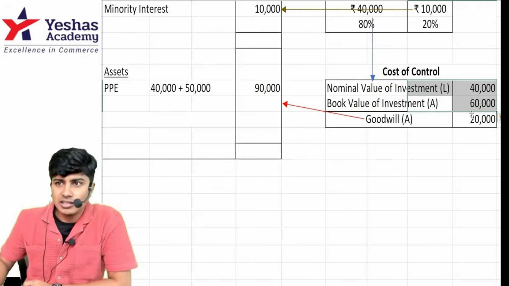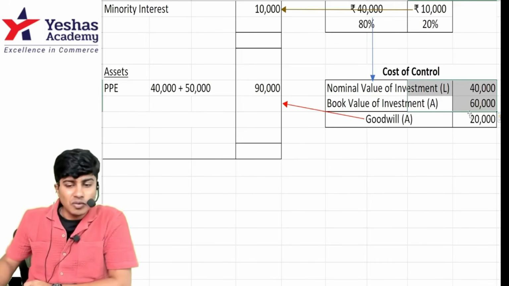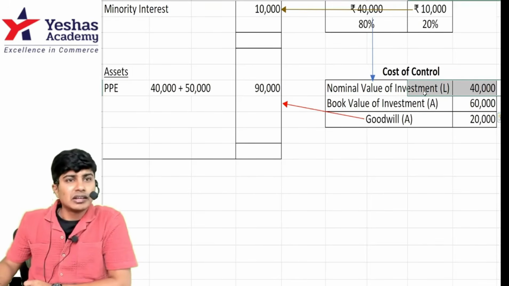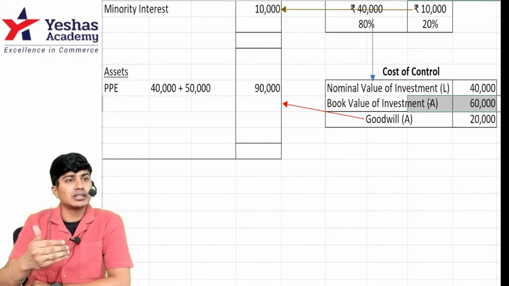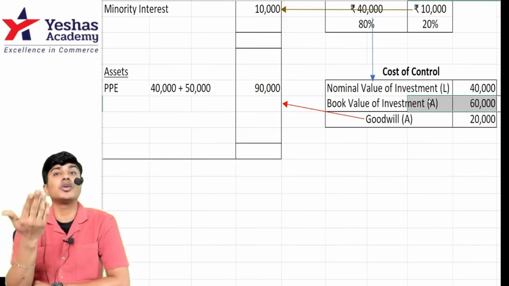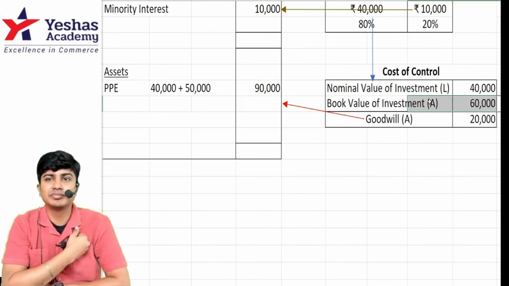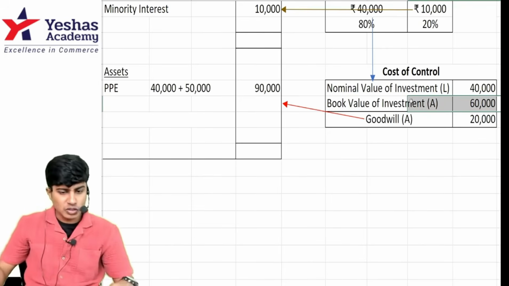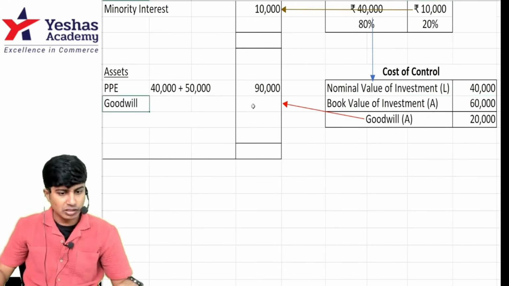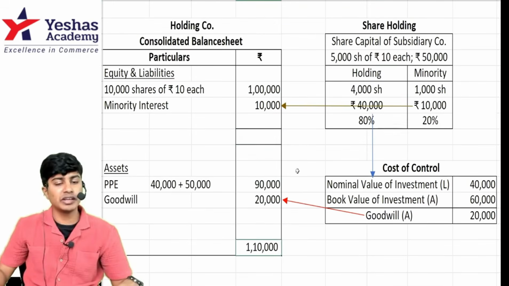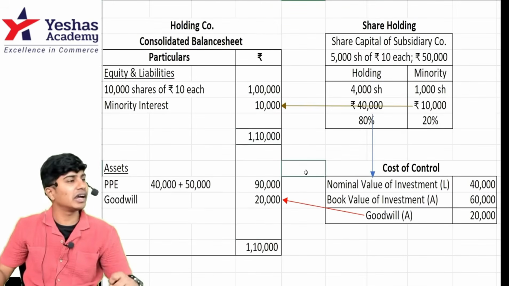Or do you want the logic? What is the nominal value of capital? How much money did you pay? Did you pay more or did you pay less? More. That more that you pay will become a loss, no? Loss is an asset in the balance sheet. Goodwill. Understood? So I'll write this goodwill 20. 90 plus 20, 1 lakh 10. 1 lakh plus 10, 1 lakh.